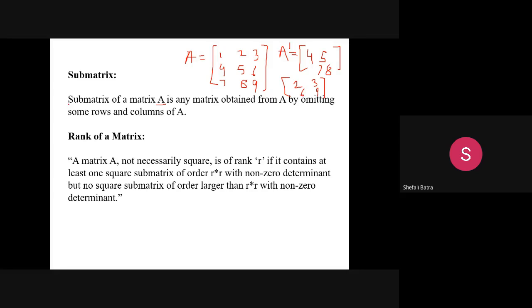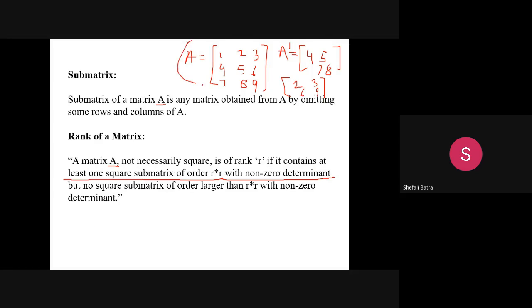Now, next is rank of a matrix. A matrix A, not necessarily a square matrix, is of rank R if it contains at least one square submatrix of order R cross R. At least, there can be more than one. At least one square submatrix of order R cross R with non-zero determinant, but no square submatrix of order larger than R cross R with non-zero determinant.